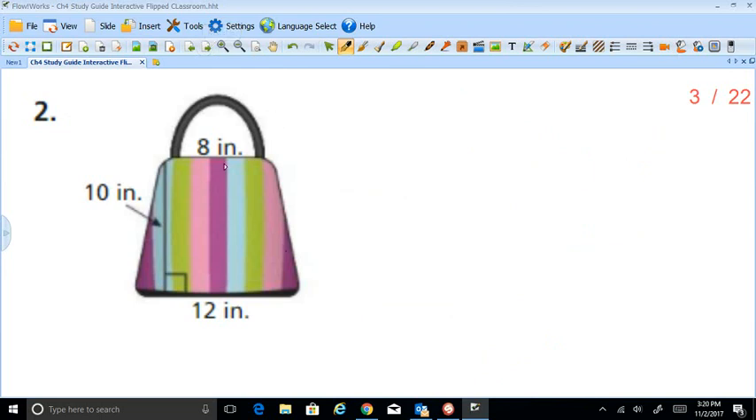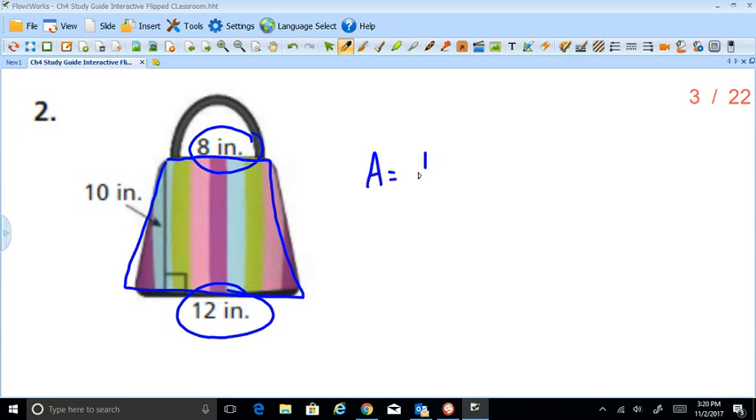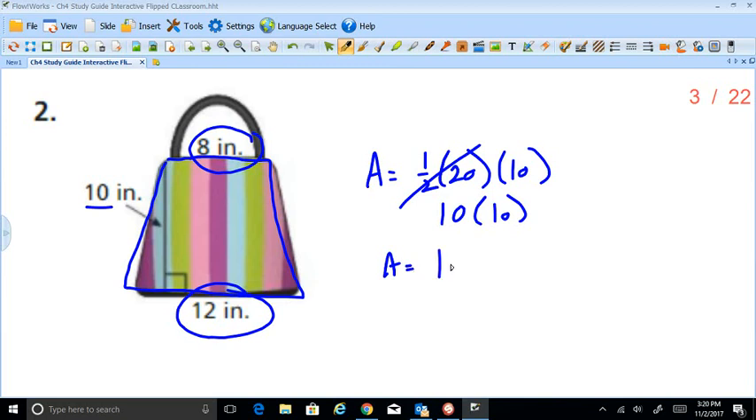This next question looks like a little purse, but really it's just a trapezoid. If you outline it, you can see the basic shape of it is a trapezoid. I'm going to use the same exact formula and solve it the same exact way. I'm going to add my base 1 and my base 2, 8 plus 12, which is 20. So area is going to be 1/2 times the quantity of 20 times the height, which in this example is 10. I'm going to take half of 20, which leaves me with 10, and multiply by the height, which is another 10. So the area is going to equal 100 square inches.